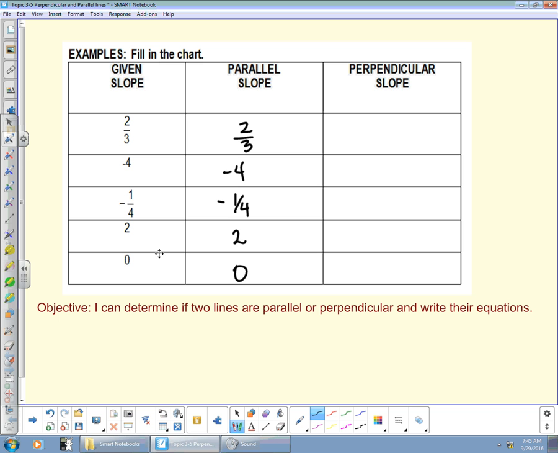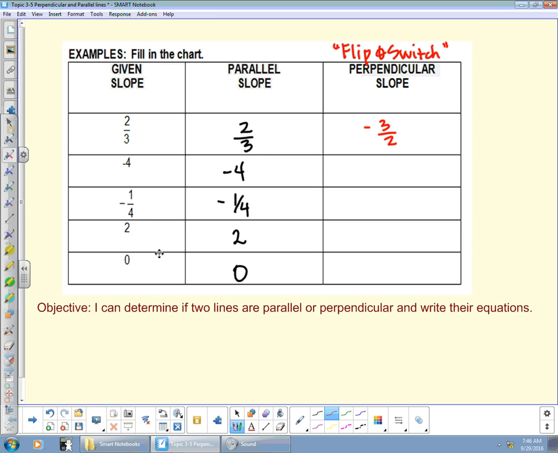Okay. Now, perpendicular, remember, we're going to flip and switch. We're going to flip the fraction and we're going to switch the sign. So if I flip 2/3, that becomes 3/2. If I switch the sign, that's going to become negative. So the perpendicular slope is -3/2.